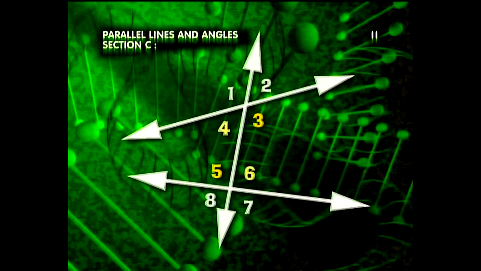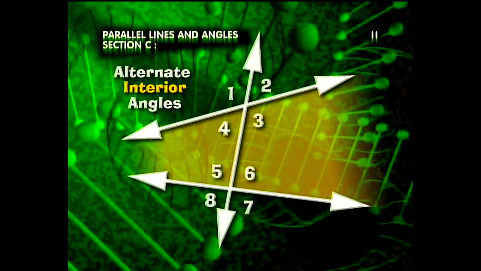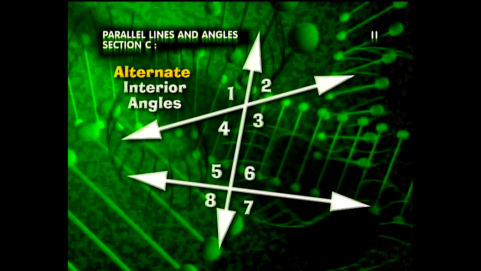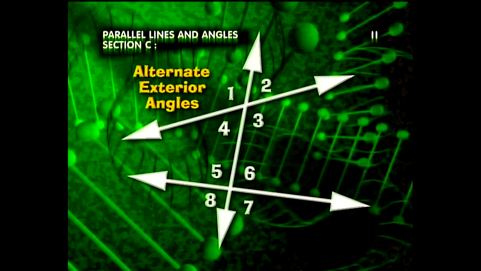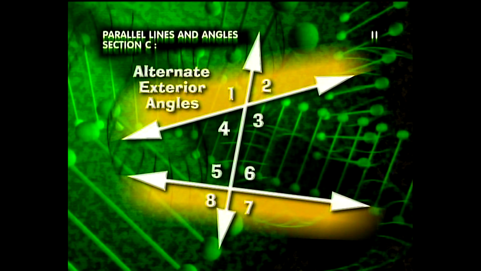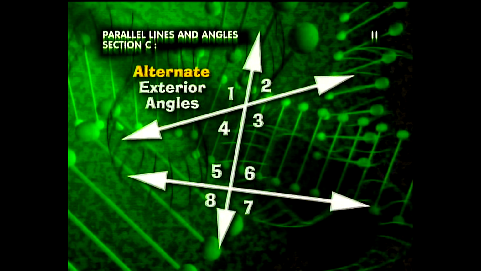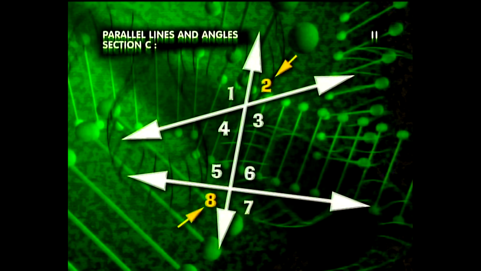Angles 3 and 5 and 4 and 6 are alternate interior angles. They're all interior angles because they're between the two lines. The pairs we mentioned are alternate interior angles because they are on alternate or opposite sides of the transversal. Angles 1 and 7 and angles 2 and 8 are alternate exterior angles. These guys are all exterior angles because they are on the outside of the lines. Again, the pairs are alternate exterior angles because they are on opposite sides of the transversal.